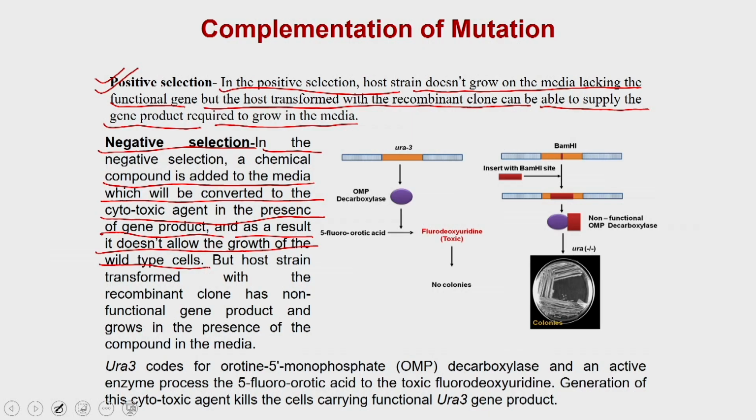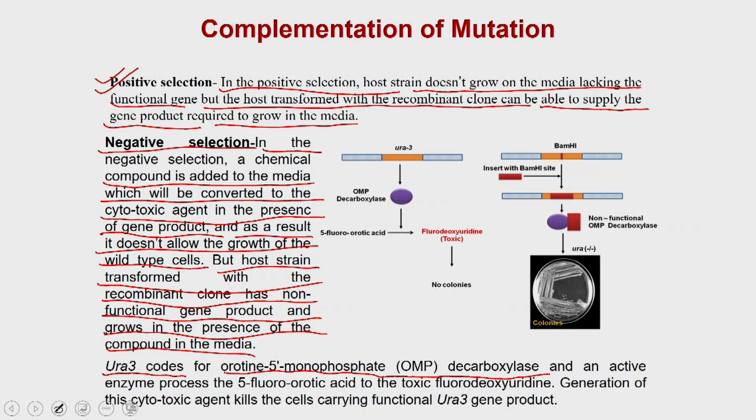Because the enzyme is active, the wild type is going to get killed. But if the host strain is transformed with a recombinant clone that has a non-functional gene product, it can grow in the presence of the compound in the media. So, if the host strain is transformed with a recombinant clone which disrupts this particular gene product, then even in the presence of that chemical the transformed host cell is going to grow.